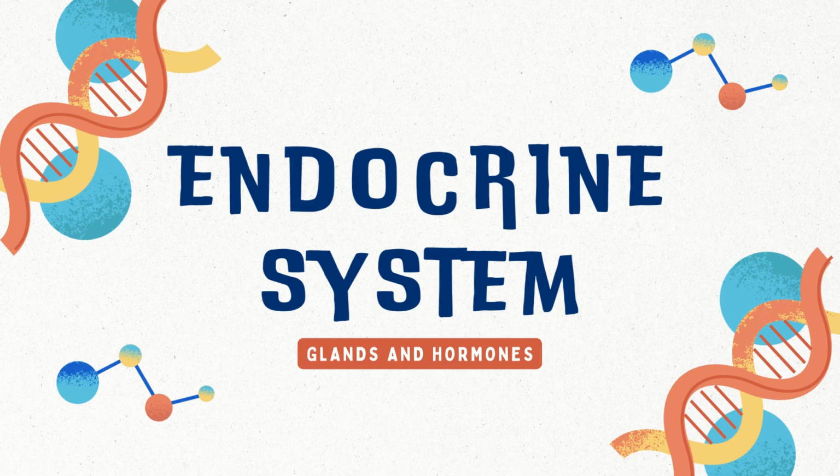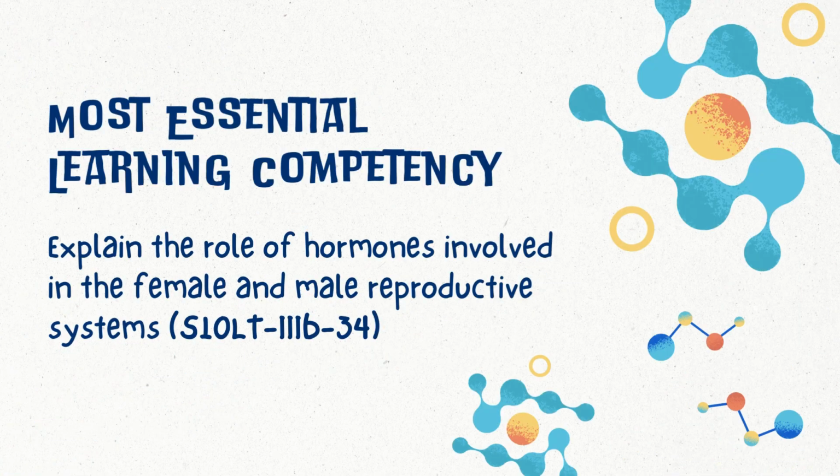Dear learners, for today we will discuss the endocrine system, but we will focus first on the glands and hormones. The most essential learning competency of this lesson is to explain the role of hormones involved in the female and male reproductive systems, with the code S10LT-IIB-34.